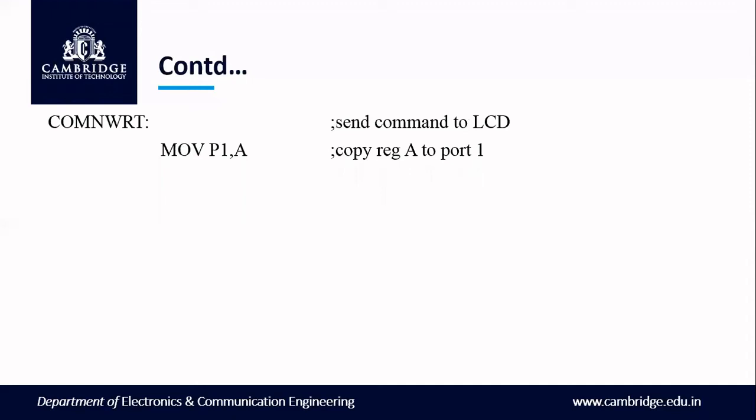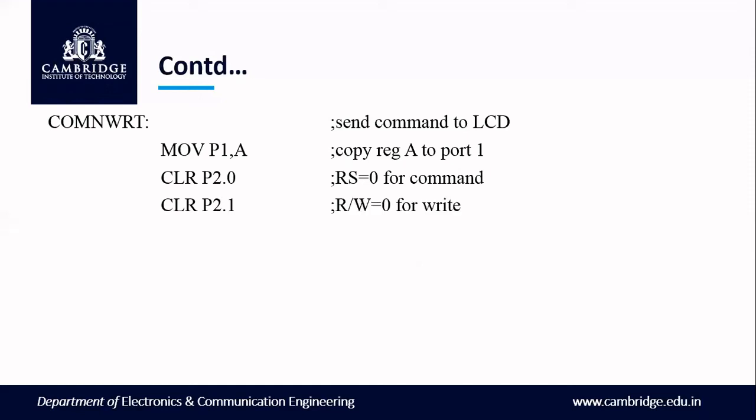Here it is a command code writing subroutine. Whatever command you want to write will be there in the accumulator. That in turn you are sending into port pin 1. This port pin 1 is in turn connected with D0 to D7 of your LCD. So it will be written. To write this command code, we need to make RS as 0. So you are clearing P2.0, which stands for RS, and you are clearing P2.1. It stands for read write, 0 for writing operation.